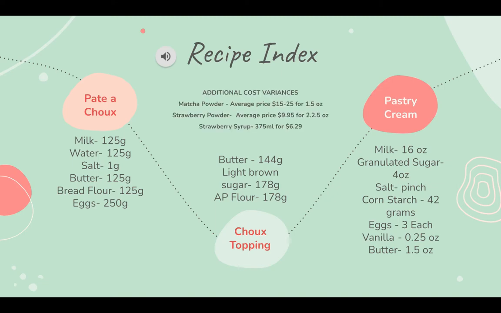The cost variables of this project would include matcha powder, which has an average price of $15 to $25 for 1.5 ounces. Dried strawberry powder, which has an average price of $9.95 for 2.25 ounces. And finally, strawberry syrup, which sells for $6.29 for 375 milliliters. While all of these cost variables are costly if you're doing small batches, this is overall a very costly project if you're producing in mass production and selling at a cost enough to maintain a profit.